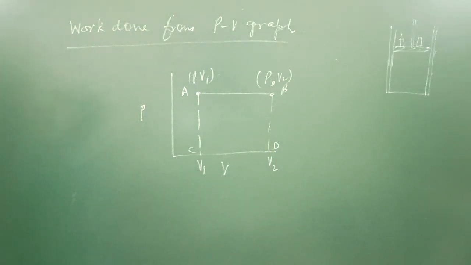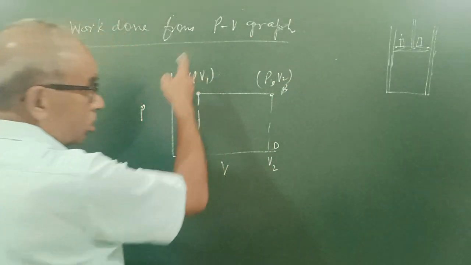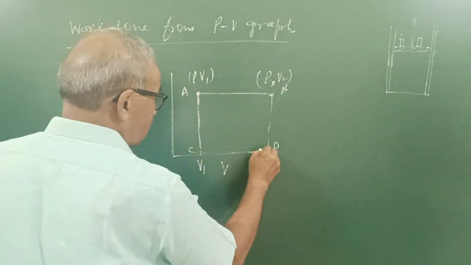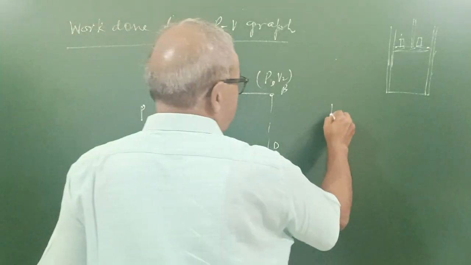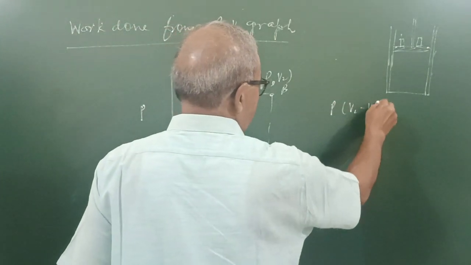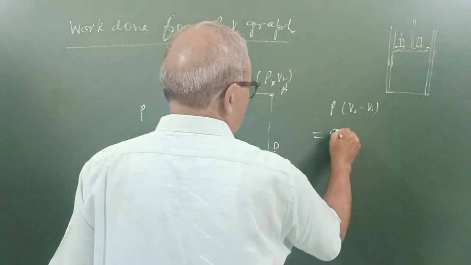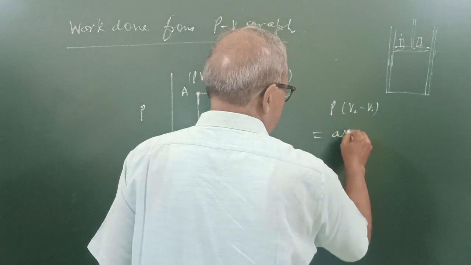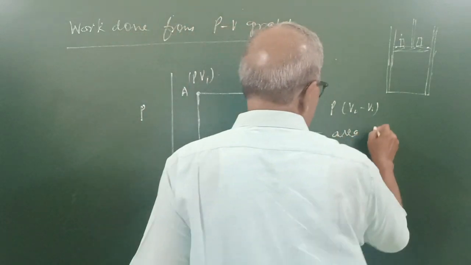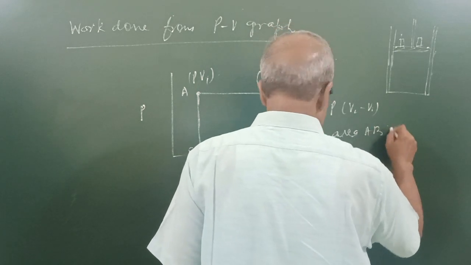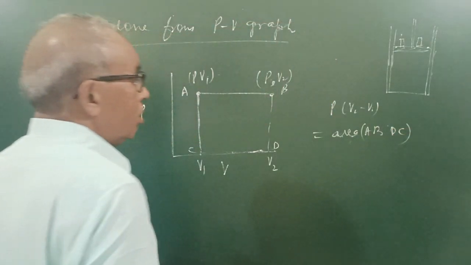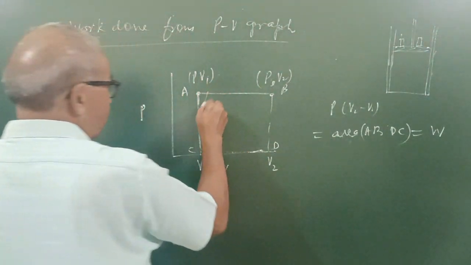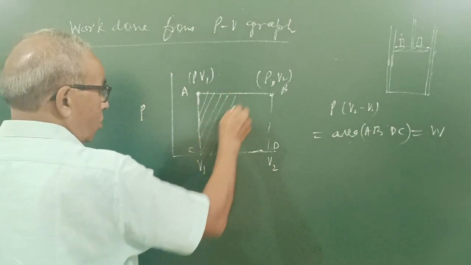So how to find work done during this expansion? Just now I told you, pressure into change in volume, so P into (V2 minus V1) here is equal to the area A, B, D, C, which is equal to work done. The area under this graph is the work done.